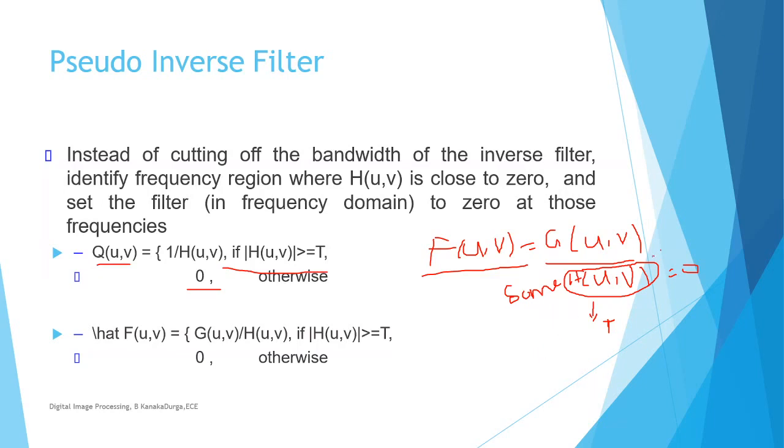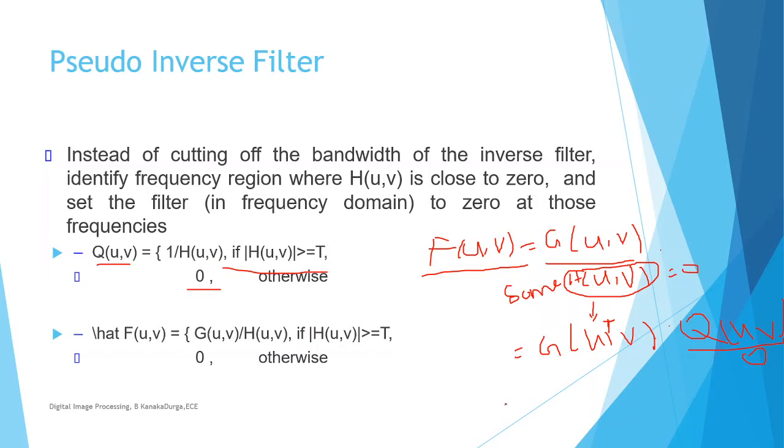This total, G(u,v) multiplied with Q(u,v), if you consider this total value equal to 0, F(u,v) equals 0. Nothing but we are neglecting that. We cannot have the amplification of the noise. If any noise is present at those (u,v) values, it will be nullified. We cannot get all the noise that is present.